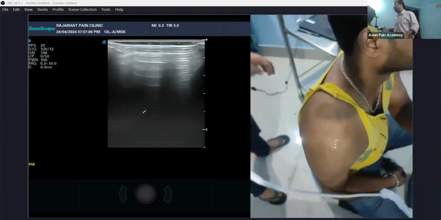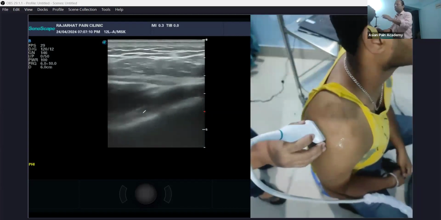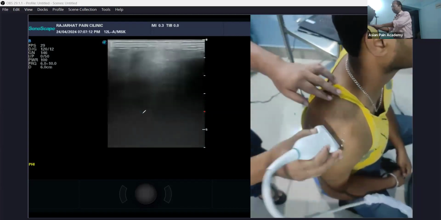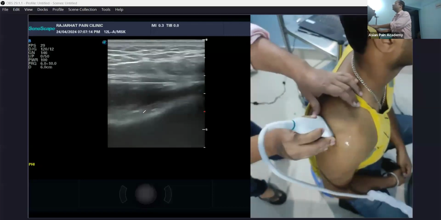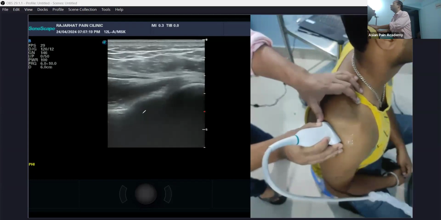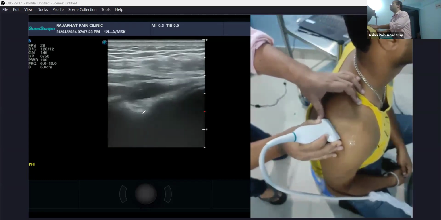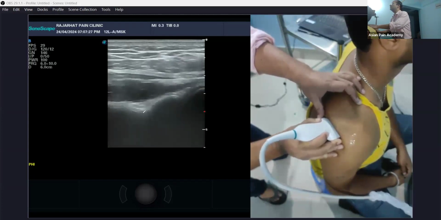So this is the suprascapular nerve, mainly in the supraspinatus fossa, and another structure I will show you, that is also found in the spinoglenoid notch. So where is the spinoglenoid notch? This is the spinoglenoid notch. You can see another pulsating artery. So the same suprascapular artery is still there.